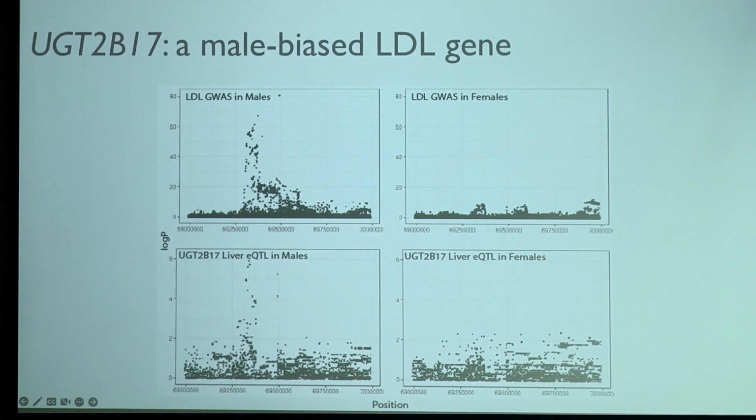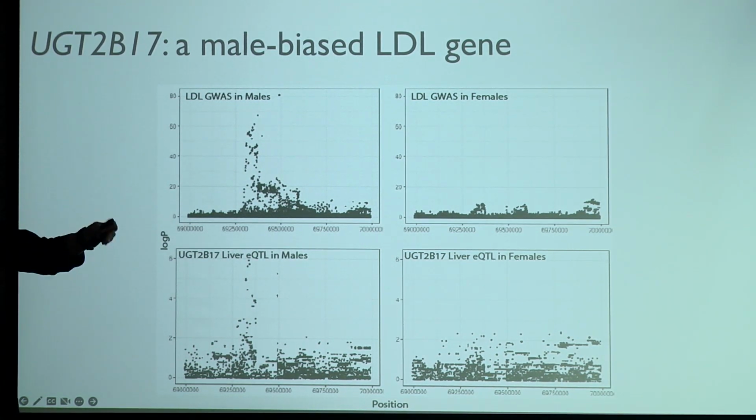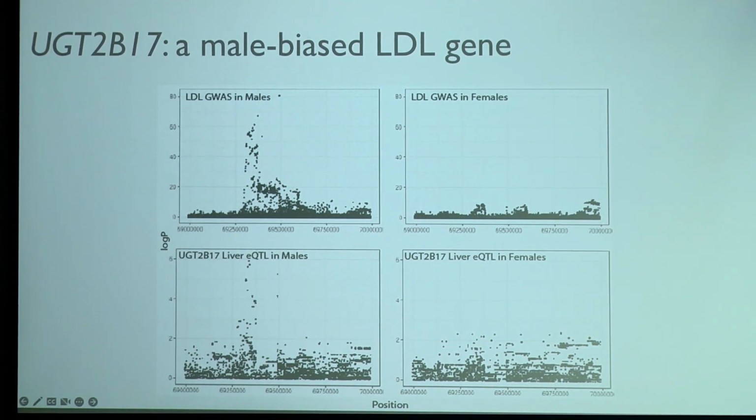We again see the same sort of signal replicated, where you see a very strong liver eQTL for UGT2B17 in males and none in females. So now we think it's a sex-specific eQTL that is mediating the sex-specific GWAS signal, which we think is very interesting. What makes it a little more interesting is that this is a gene that acts upon testosterone. It metabolizes testosterone. So there's a very clear biological connection between this genetic signal and what you'd expect to be a very sex-specific phenotype.